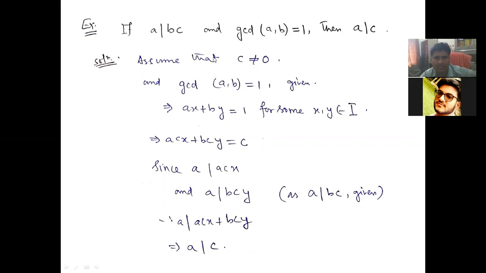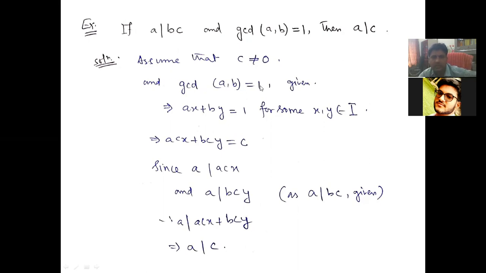You see, assume that C not equal to 0. If C is 0, any number A will divide 0. कोई भी नंबर 0 को डिवाइड करता है. So assume that C not equal to 0. If C is 0, then there is nothing to prove, because BC will become 0.